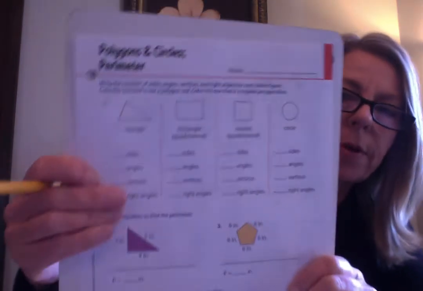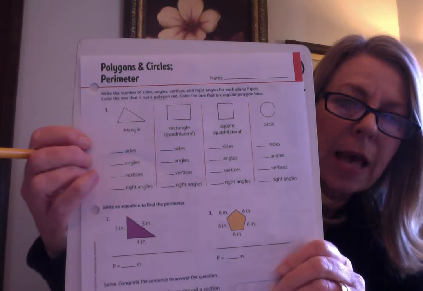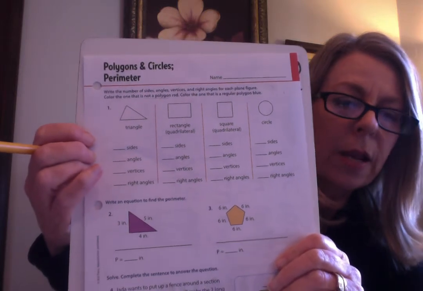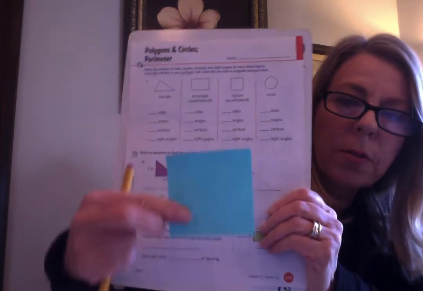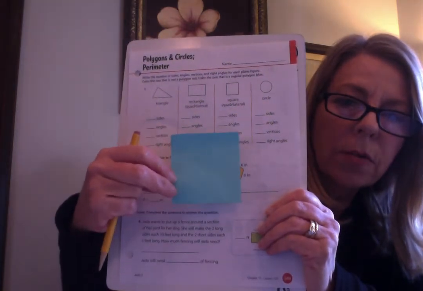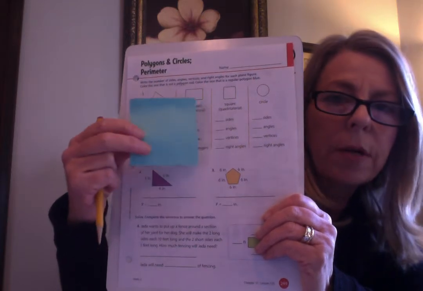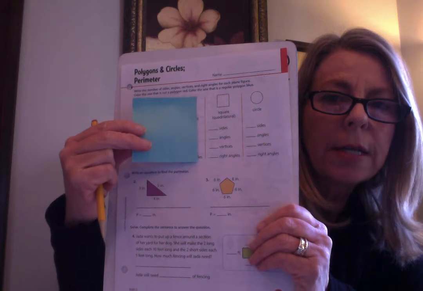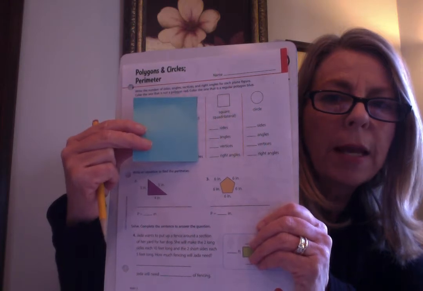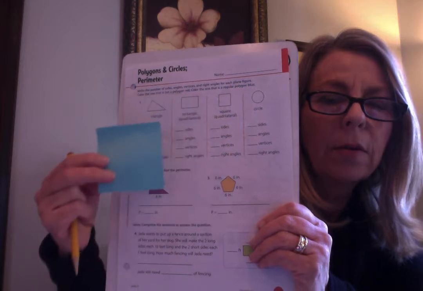Okay, so it's asking us to identify the number of sides, the number of angles, and the number of vertices, and they also want to know if there are any right angles. Remember, right angles are those perfect corners that make a square in the square shape, the perfect L shape. And we can always put our Post-it note or an index card or a book page right in that corner. And if it lines up perfectly, that's a right angle, okay?